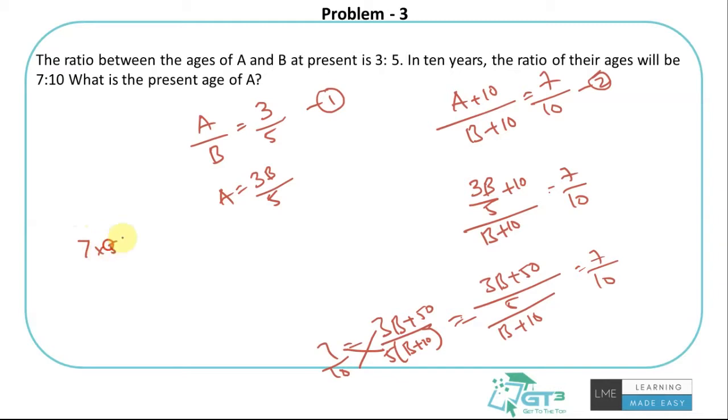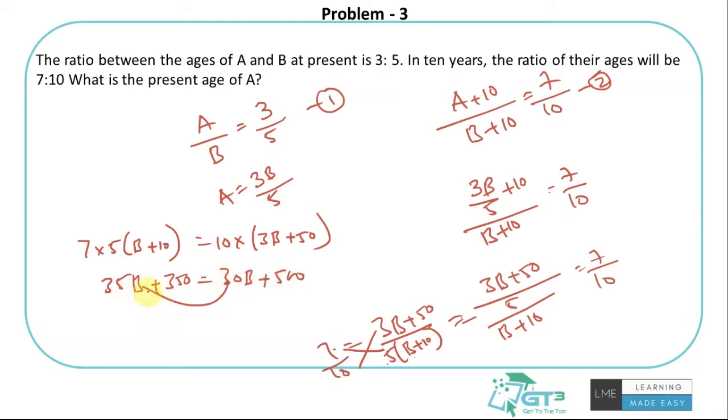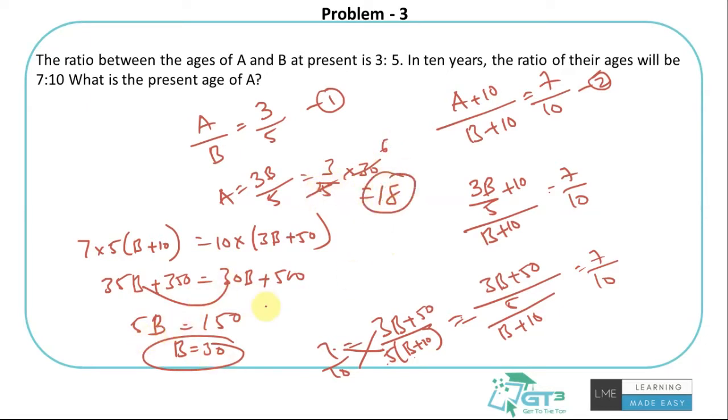7 into 5 into b plus 10 equals 10 into 3b plus 50. So 7 into 5 into b is 35b plus 35 into 10 is 350. 10 into 3b is 30b plus 500. This goes this side: 35b minus 30b is 5b equals 350 comes this side, minus 350 plus 500 is 150. So b is 30. If I get b as 30, what will be A? 3 by 5 into 30 is 18. That will be 18 and 30, the ages of A and B, current ages.